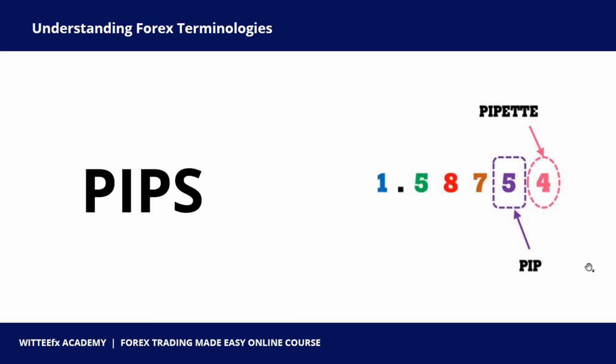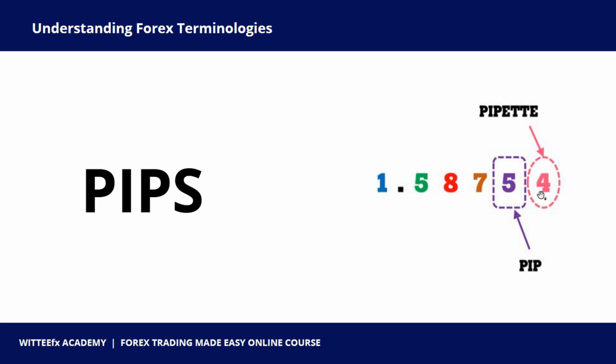And next we have pips. So you keep hearing a lot of traders talking about pips, pips, pips. What exactly is a pip? Now whenever you see a price on the candle, on the charts, that is on your trading platform, most of the time these prices always have at least 5 decimal places.